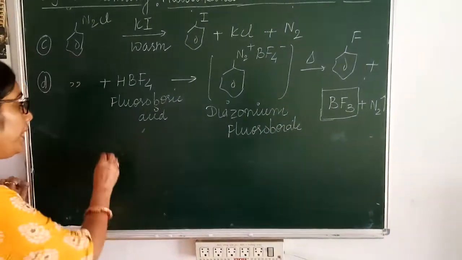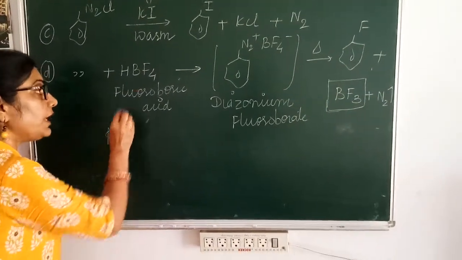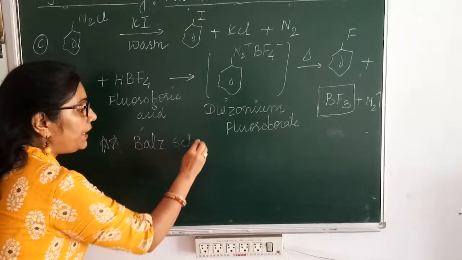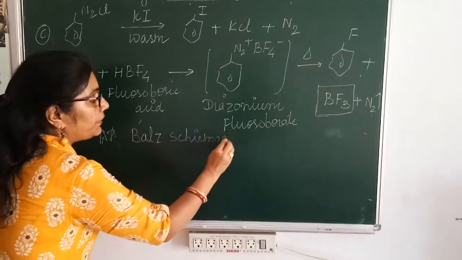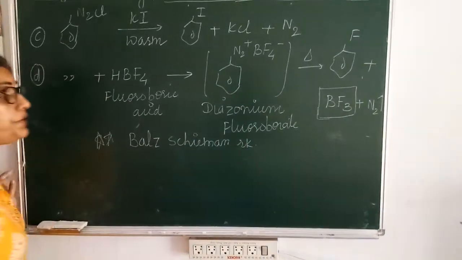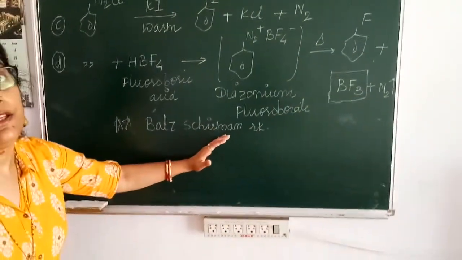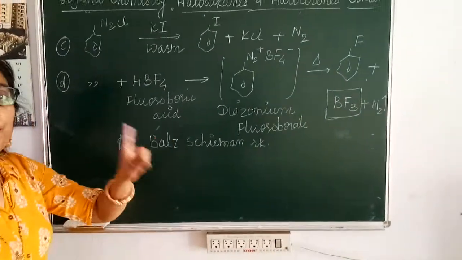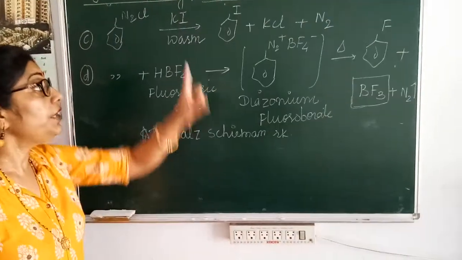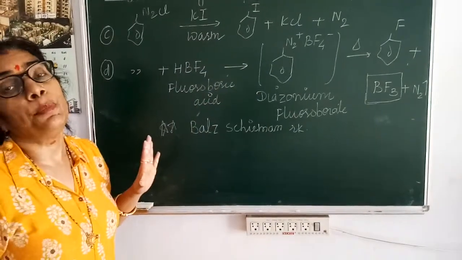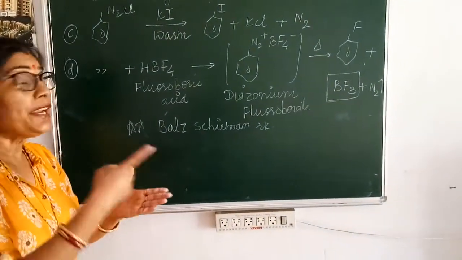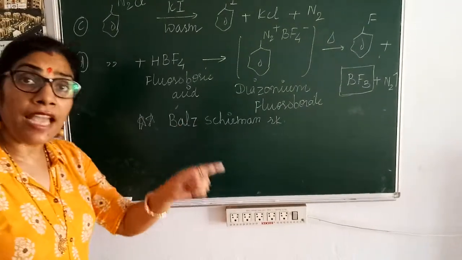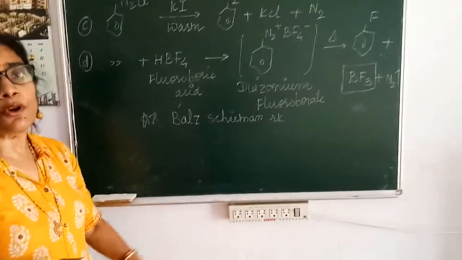And one more important thing I am going to tell you is that the name of this reaction is the Balz-Schiemann reaction. This important information is not given in your NCERT. So by using diazonium salt, you can prepare chlorobenzene, bromobenzene, iodobenzene and fluorobenzene as well. Sandmeyer and Gattermann, what's the difference? In Sandmeyer we use copper 1 halide, and in Gattermann we use copper powder.